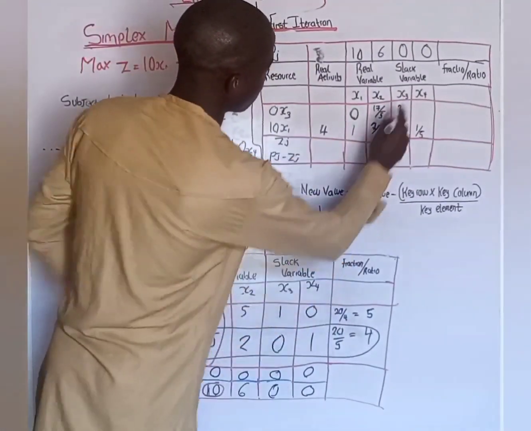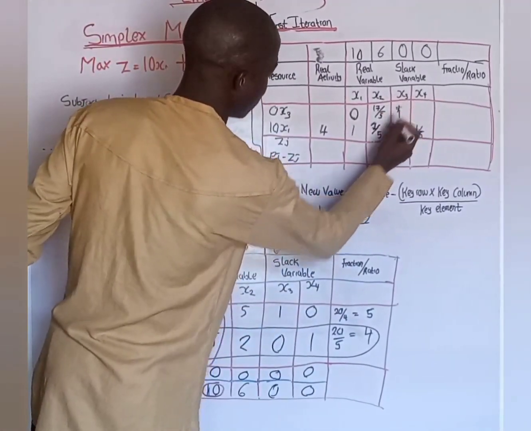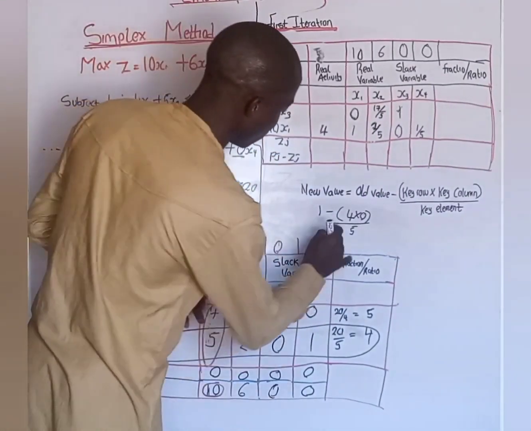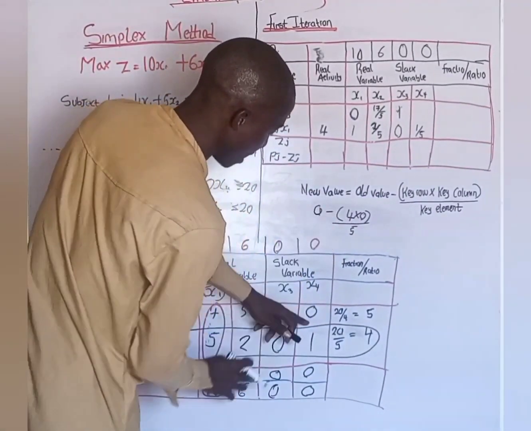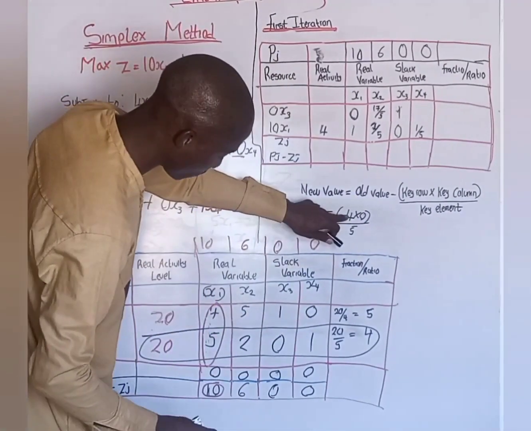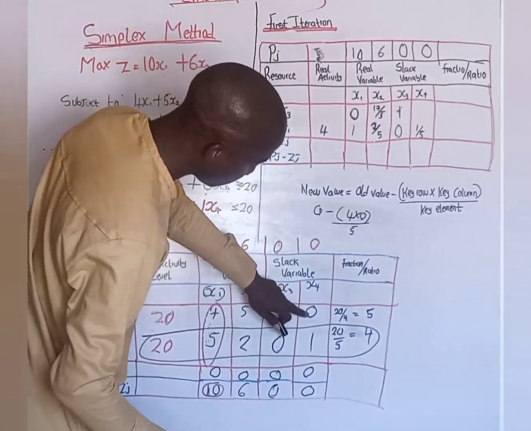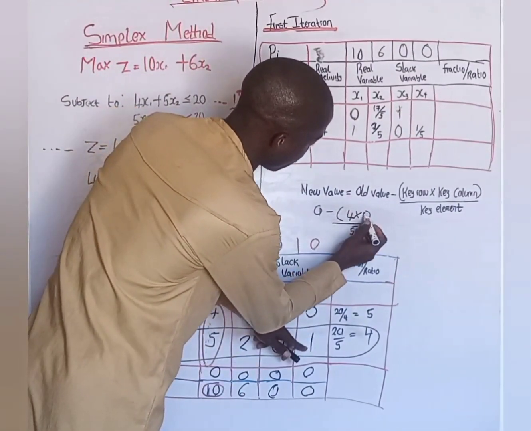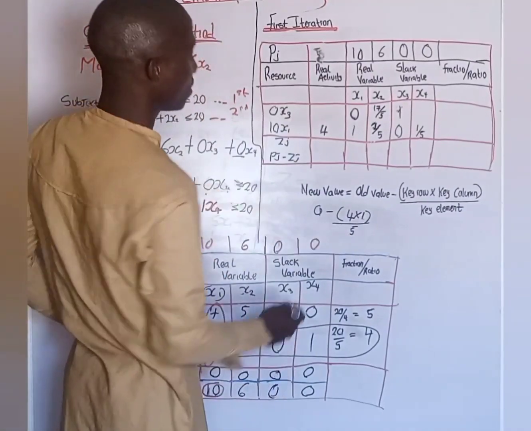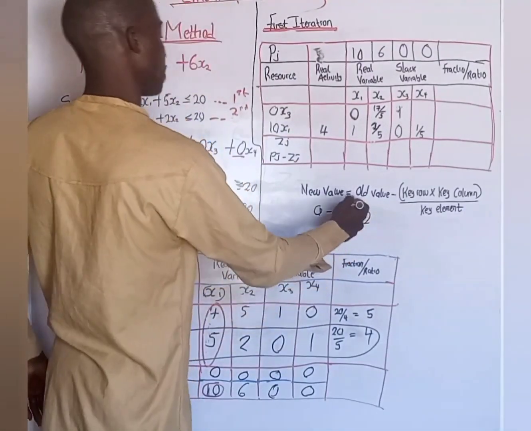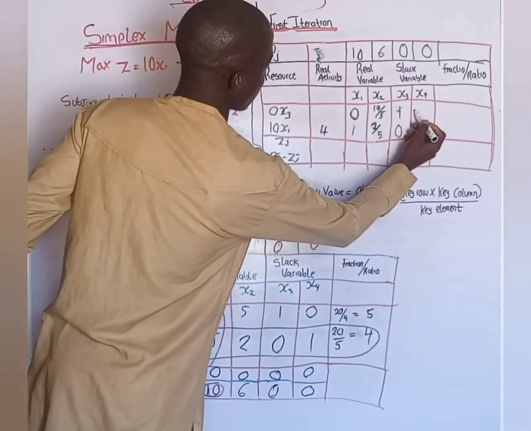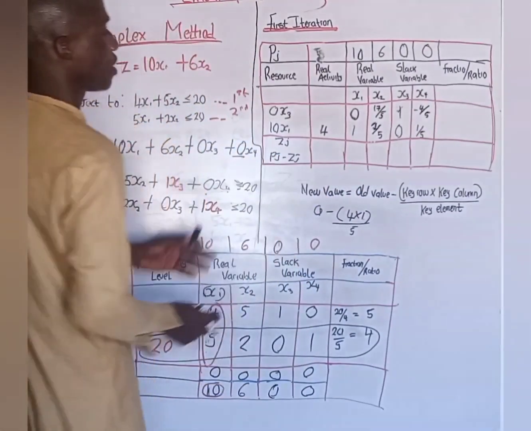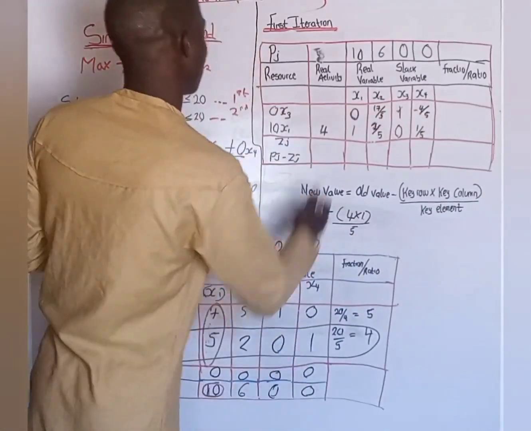So let's proceed to get the new value of x4. The old value is 0, minus the key row element, which is 4, multiplied by the key column element, which is 1, divided by the key element, which is 5. So 0 minus 4 times 1 is 4, so that will give me minus 4 all over 5. So now I've gotten the new value of the variable.